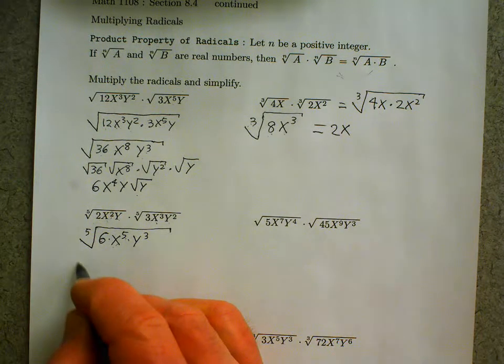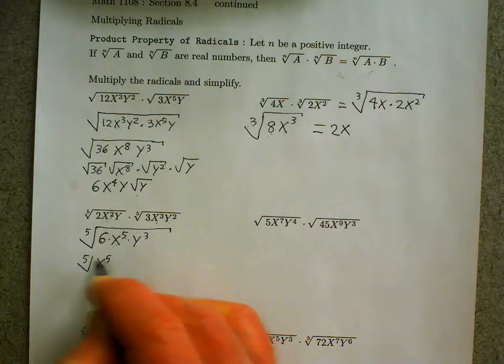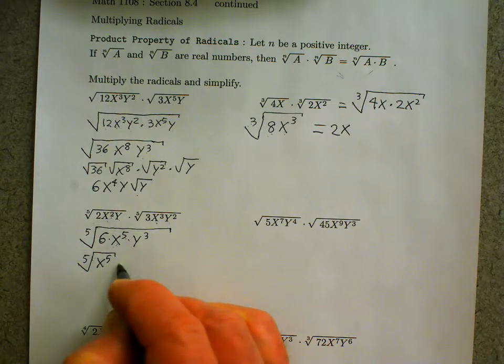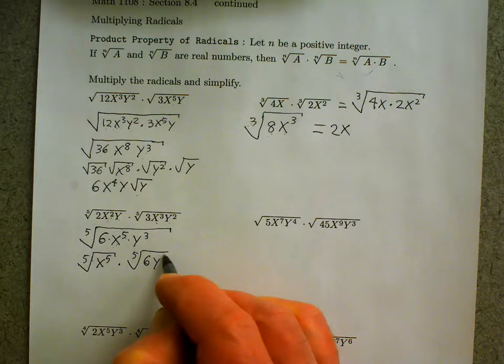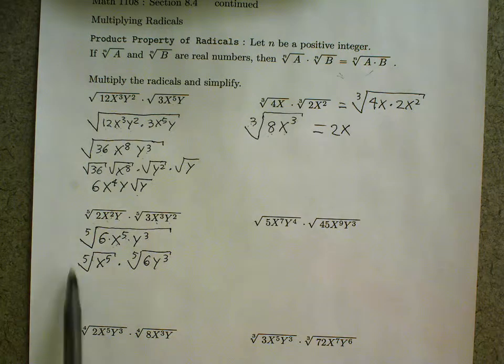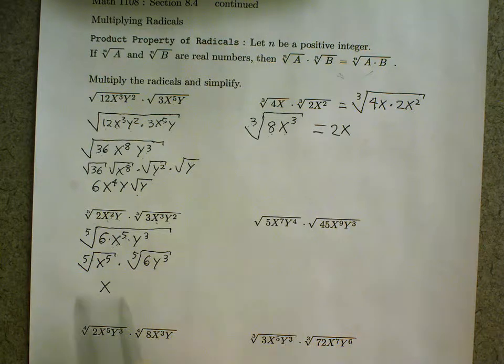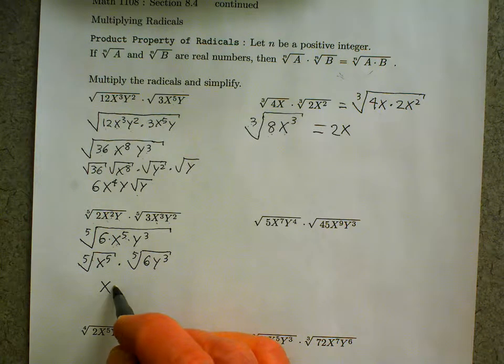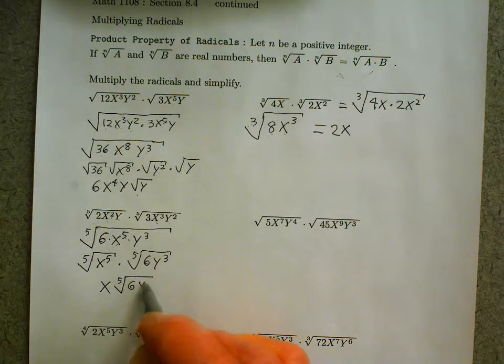So we can rewrite this as the fifth root of x to the fifth times the fifth root of 6y to the third. The fifth root of x to the fifth is just x to the first, or x. And so our final answer is x times the fifth root of 6y to the third.